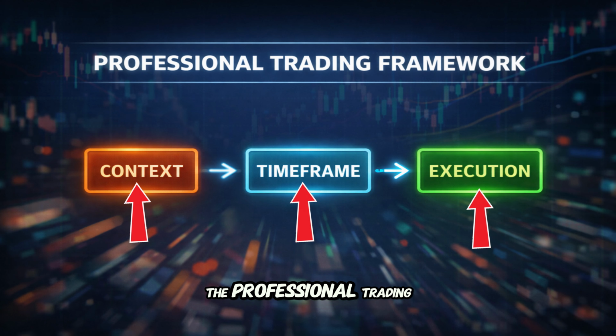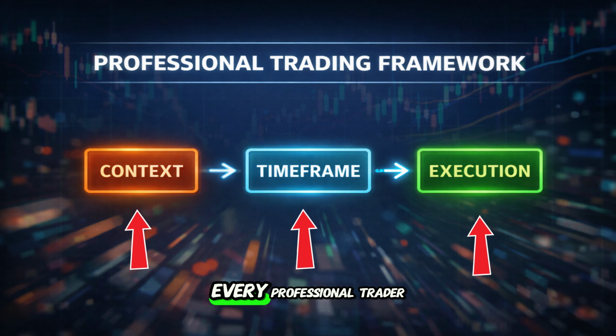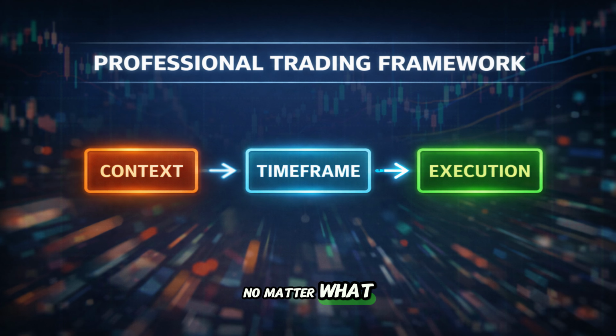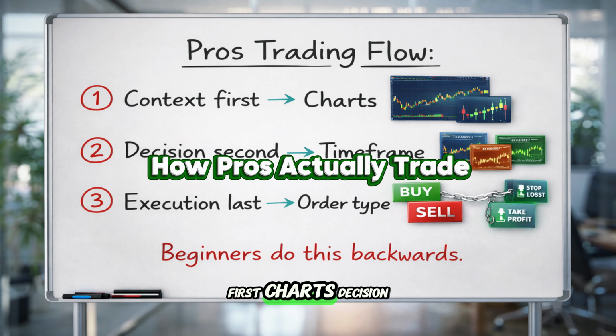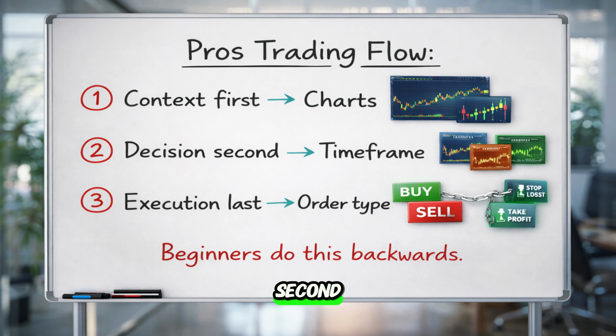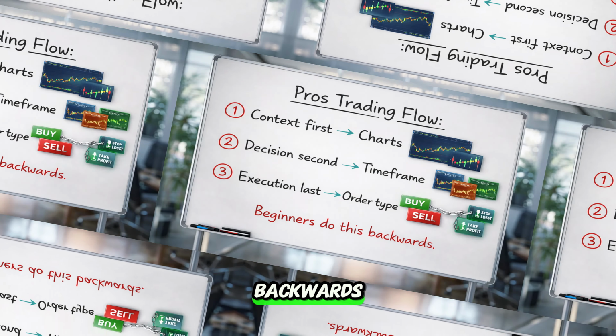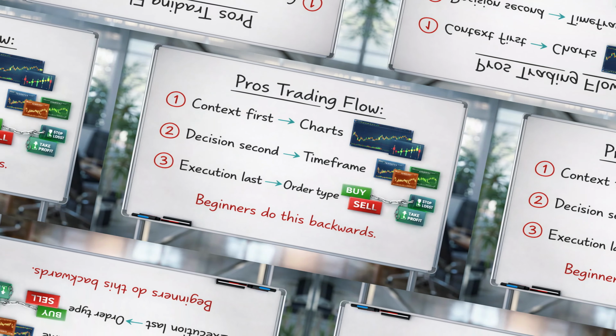The Professional Trading Framework. Every professional trader, no matter what market, follows the same order. Context first, charts. Decision second, time frame. Execution last, order type. Beginners do this backwards. They start with execution. Professionals start with context. Let's fix that.